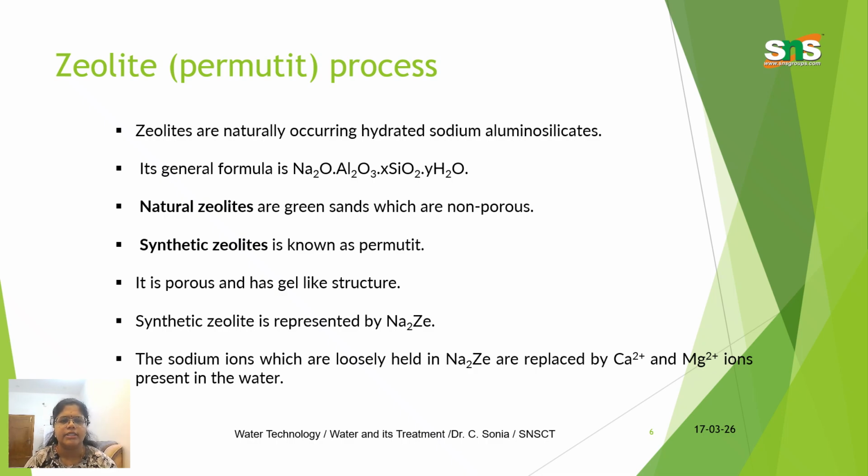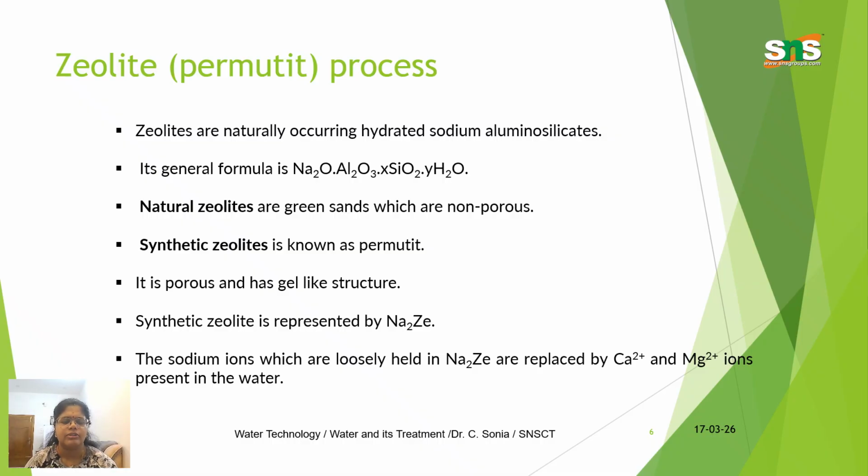And the next process is the zeolite process. Zeolites are naturally occurring hydrated sodium aluminosilicates. Its formula is Na2O, Al2O3, SiO2 and H2O. Natural zeolites are green sands, which are non-porous. Synthetic zeolite is known as permutit. It is porous and has a gel-like structure. Synthetic zeolite is represented by Na2Ze.